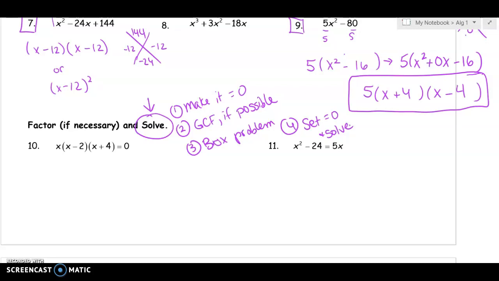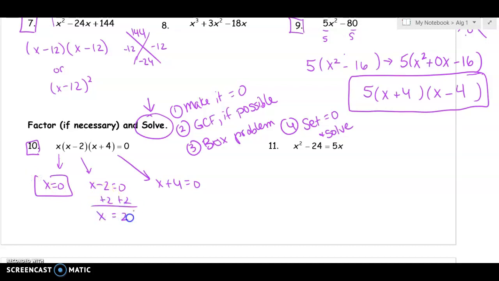So something like number 10, you'll notice it's already factored. Makes it nice and easy. Just go straight to the last step where it's setting equal to 0 and solve. So you can set x equal to 0. You can set x minus 2 equal to 0. And you can set x plus 4 equal to 0. That one's nice and easy. Don't have to worry too much about too many steps. And when you solve for x, you're going to get -4, 2, and 0. Nice and easy.